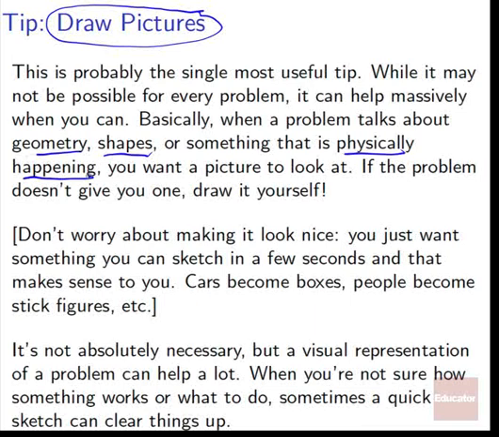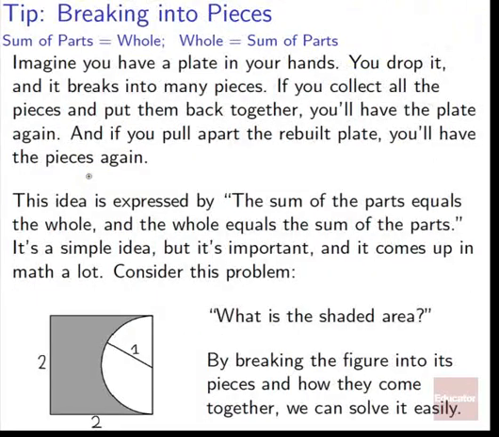It really helps us understand it, helps us figure out what we're looking for, helps us set up our equations, and it can help us solve it. Really, really useful stuff. Next tip, breaking things into pieces.